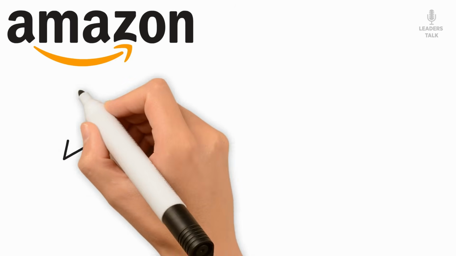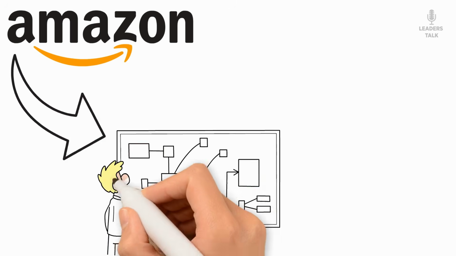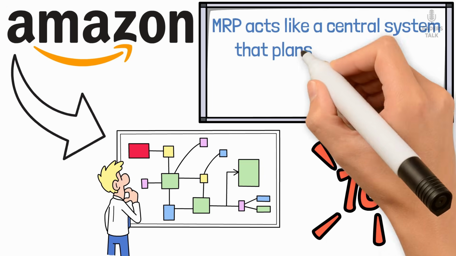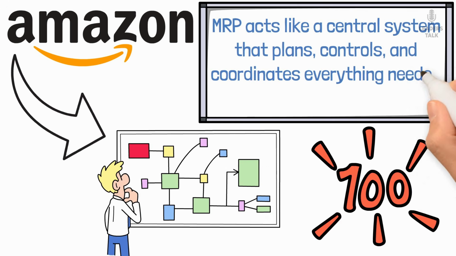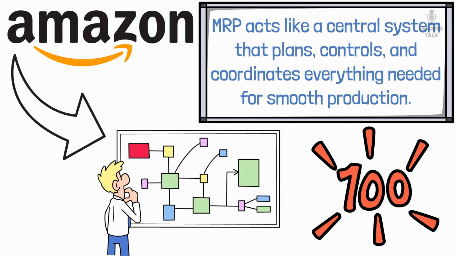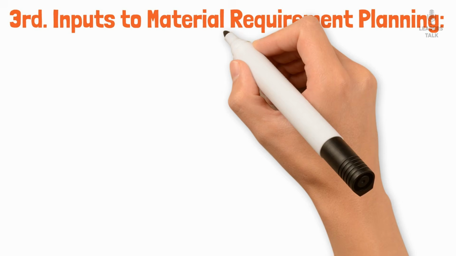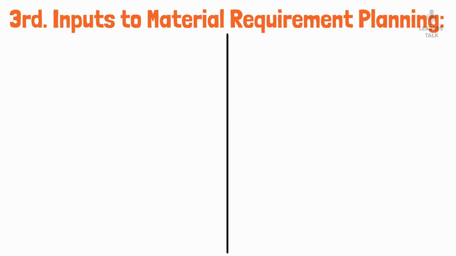For example, companies like Amazon rely heavily on such systems to manage massive inventory efficiently. In short, MRP acts like a central system that plans, controls, and coordinates everything needed for smooth production. Third, inputs to material requirement planning. MRP works effectively only when it receives the right inputs. There are three main inputs.